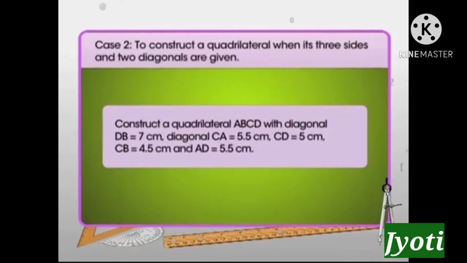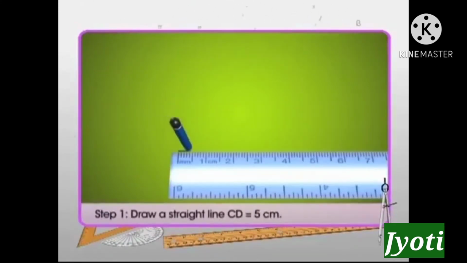With diagonal DB equal to 7 centimeters, diagonal CA equal to 5.5 centimeters, CD equal to 5 centimeters, CB equal to 4.5 centimeters and AD equal to 5.5 centimeters, draw a straight line CD equal to 5 centimeters.